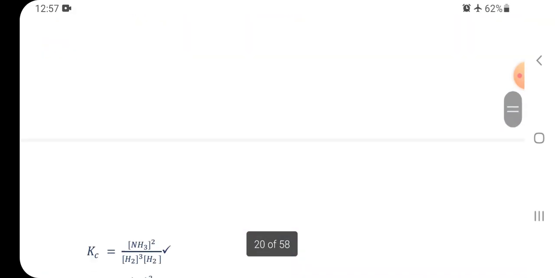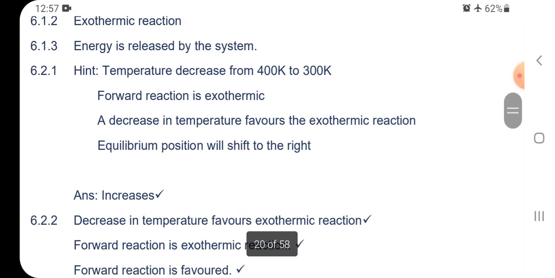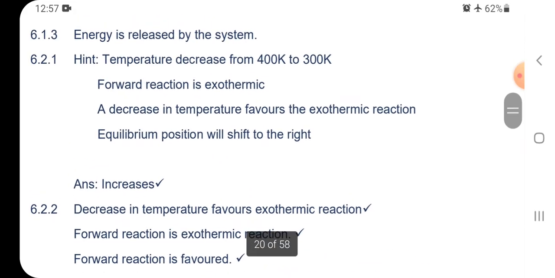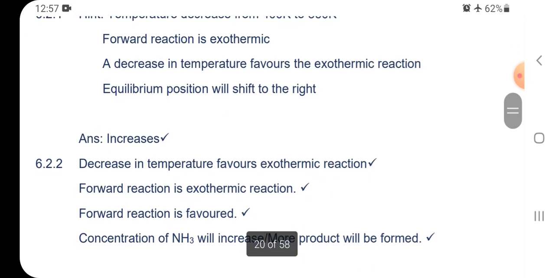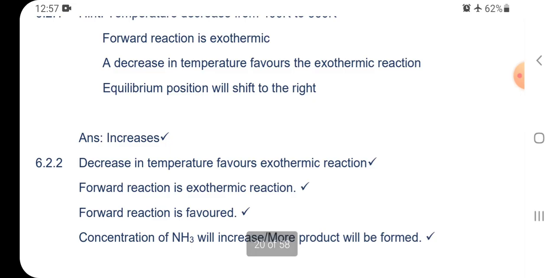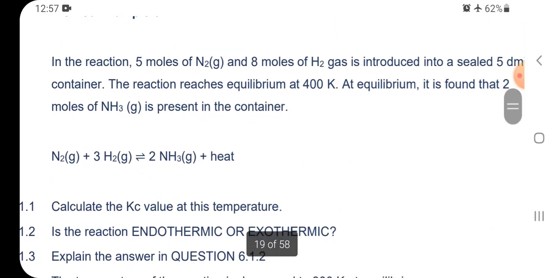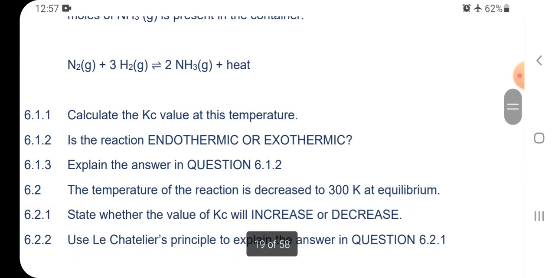Here it says that the temperature decreases. So the forward reaction is exothermic. A decrease in temperature favors the exothermic reaction. Equilibrium position will shift to the right. So a decrease in temperature favors the exothermic reaction, the forward reaction is exothermic. So that is how you answered that. For 6.2.2, I'm going to show you another example. Do it by yourself, and then I'll show you the answers. Just pause the video, do the example, and then mark yourself.